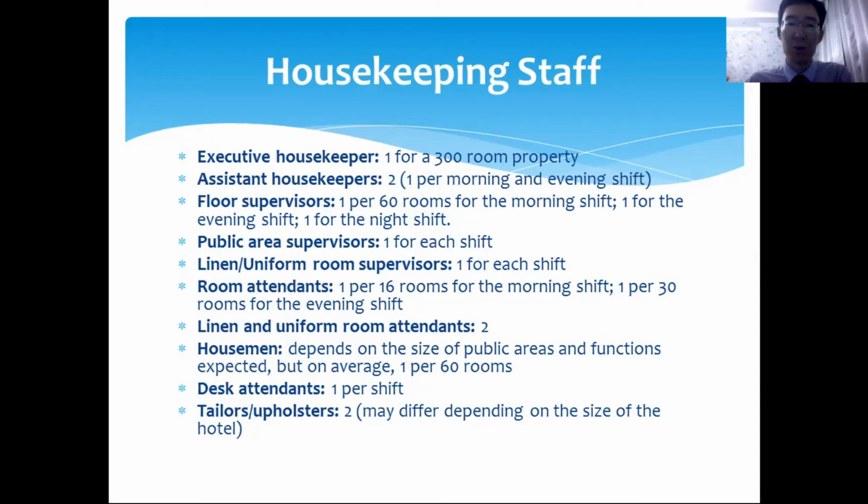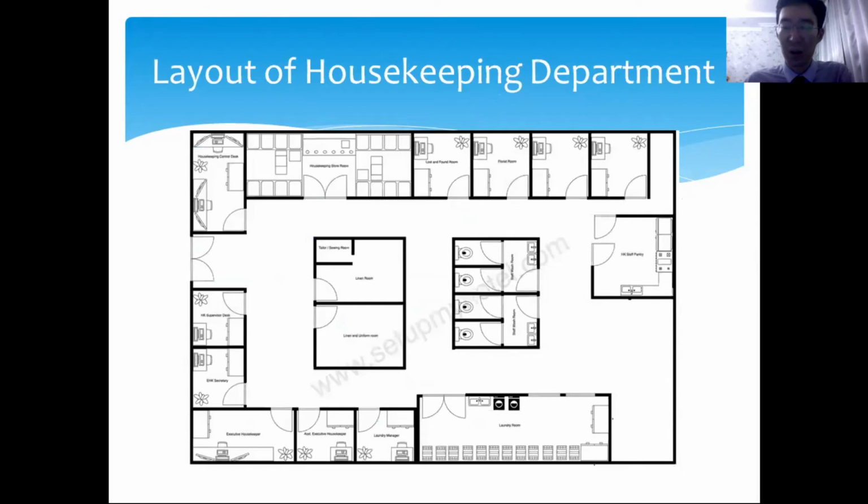Line and uniform attendants usually have two. The houseman, again, one per 60 rooms. Desk attendants, one per shift. And tailor, we may have two, but it, of course, depends on the size of the hotel.